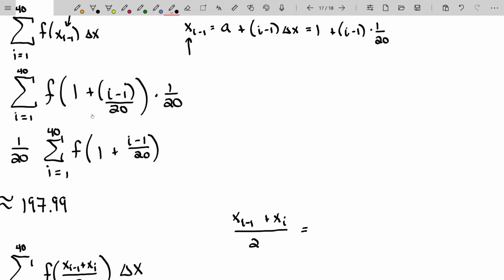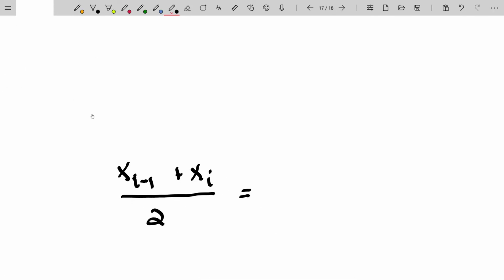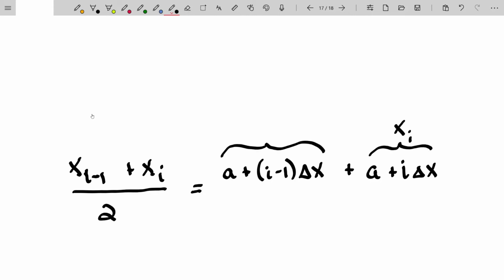In fact, maybe I should write it like this. Normally, x sub i minus 1 would be a plus i minus 1 times delta x. That's probably the better way for me to talk about this. And to that, we're going to add x sub i, which is a plus i delta x. That's x sub i, and this piece is x sub i minus 1. And we're going to divide that whole statement by 2.